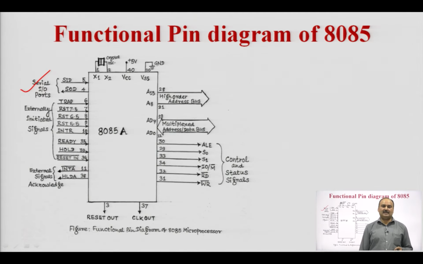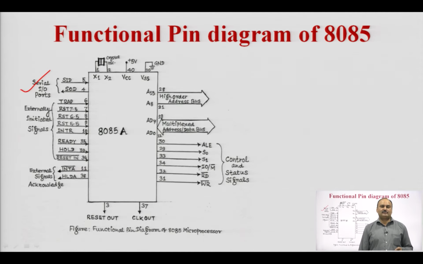The address latch enable signal is used to latch the low order address, or we can say that it is used to enable the latch. So, we can differentiate or demultiplex the address bus and data bus during the execution of the instruction.